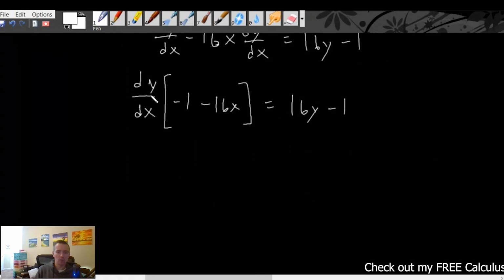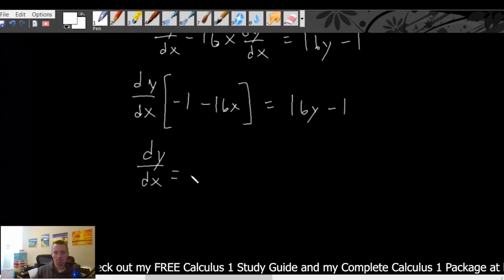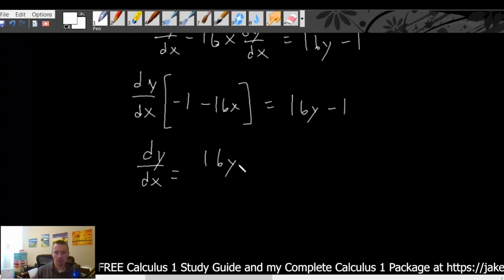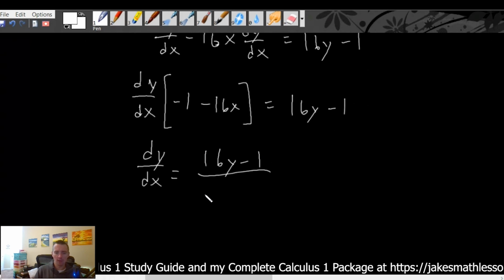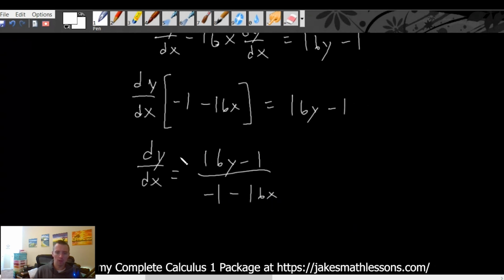And at this point, we have only a single dy/dx term. So to get it all by itself, we just have to divide whatever's in the parentheses here over to the other side. So we will get dy/dx equals what was already on the right side of our equation divided by what was within the parentheses here. And that's going to be it.